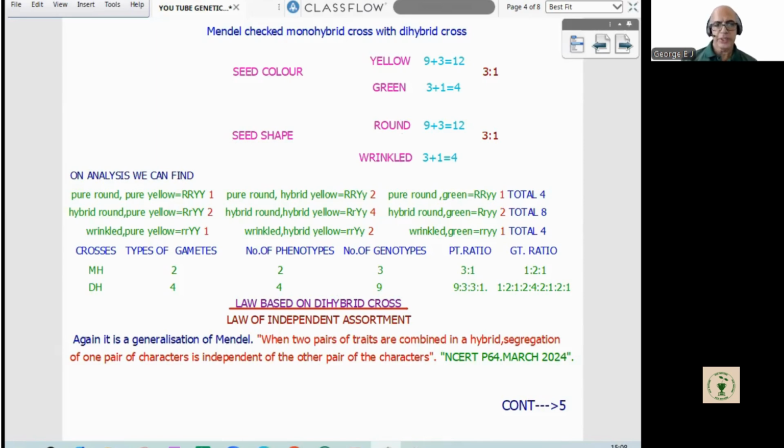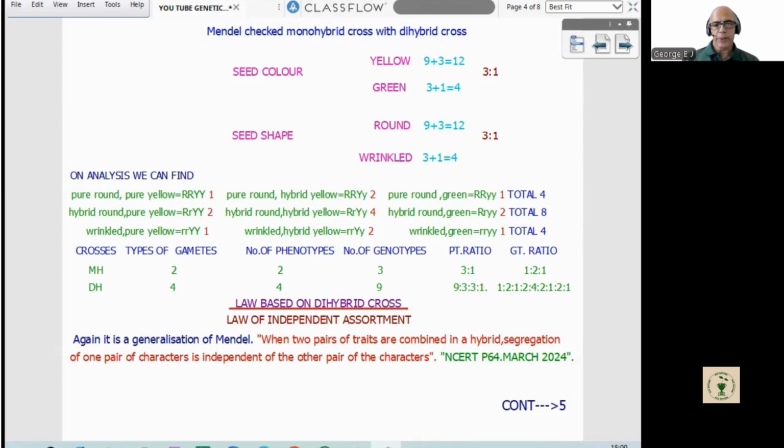Now, detailed analysis. How many genotypes will be there in this checkerboard? So, pure round, pure yellow. This way we can take. Capital R, capital Y, only homozygous nature. So, we can find only one box. Hybrid round and pure yellow. Capital R, small r. So, 2 combinations are possible. Capital Y. So, 2 boxes will be there. Wrinkled pure yellow, that is small r, then capital Y. Again, only 1 box will be there because no heterozygosity.